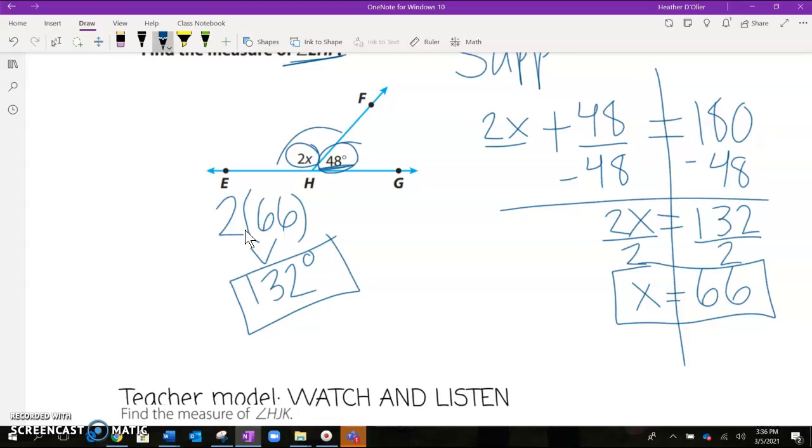Sometimes the questions ask you for only the variable. Sometimes they ask you for only the angle. And sometimes they ask you for both. So knowing how to do both of them is important here.